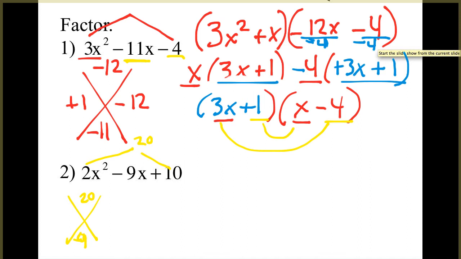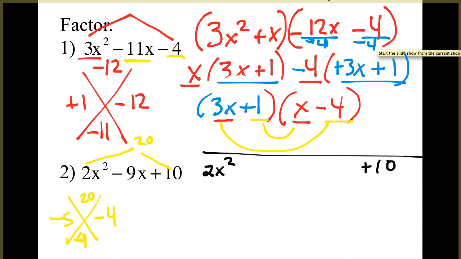So we said it multiplies to 20 and adds to negative 9. So let's see what numbers. I'm going to say negative 4 and negative 5. So I start with my first term. Remember, it's 2x squared. Actually, let me erase that and move it up a little. I'm going to change this to black. New color. All right. So I'm starting with my first term, 2x squared. I'm going to use my last term, 10. And my middle terms are going to be made up of negative 4x and negative 5x.